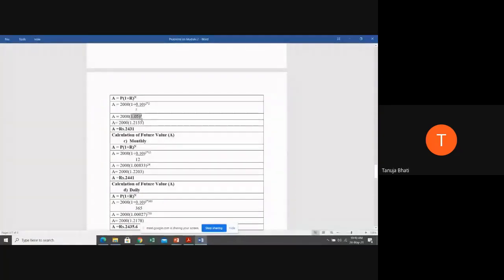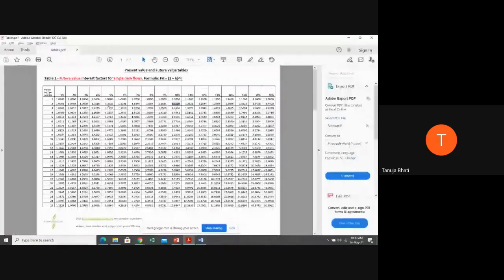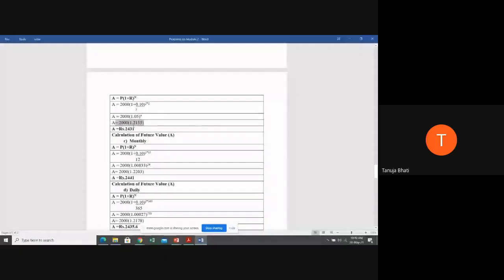So again, you can go to the table, 5% for 4 years. So to that, what is the corresponding value? It is 1.2155. We have taken here as 1.2155. When you multiply 2000 with this figure, you get the future value if it is compounded semi-annually as rupees 2131. Now, let us move ahead.